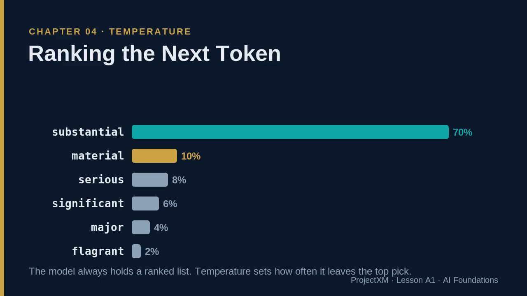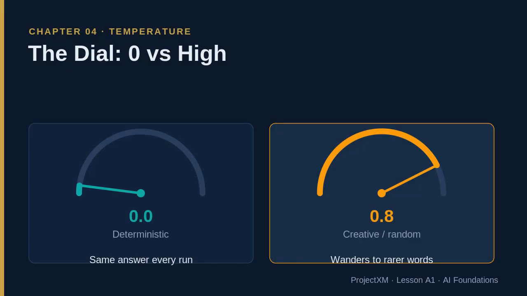Correct. But as you turn that temperature dial up, you instruct the algorithm to introduce calculated randomness. You give it mathematical permission to bypass the 85% favorite and occasionally pick the 10% option or the 2% option. This randomness produces more varied, human-sounding language.